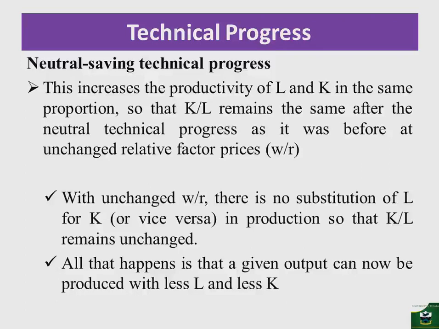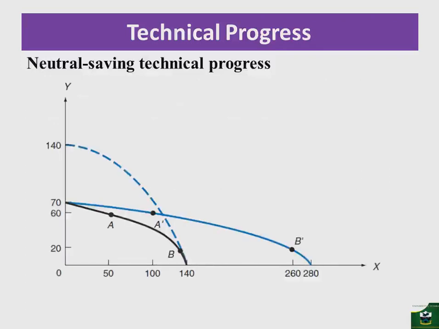Okay, so let's look at the graphical illustration. So now consider where we want to show the neutral technical progress. Consider the solid blue line and then the solid black line. If we begin with the solid black line, a nation is in autarky at point A, where it's producing and consuming 50 units of X and 60 units of Y.